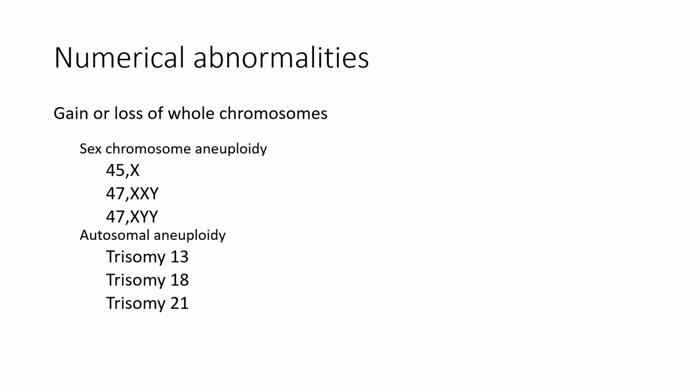The most common autosomal aneuploidies are trisomy 13, trisomy 18, and trisomy 21, of which trisomy 21 is the most common, resulting in Down syndrome.